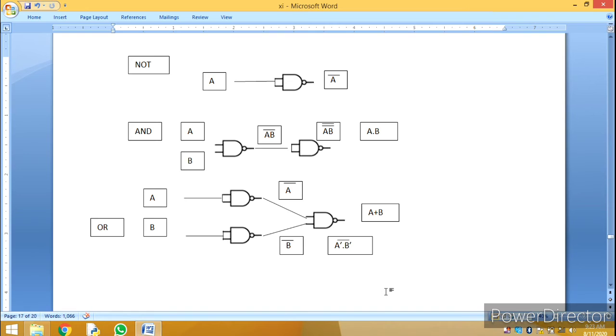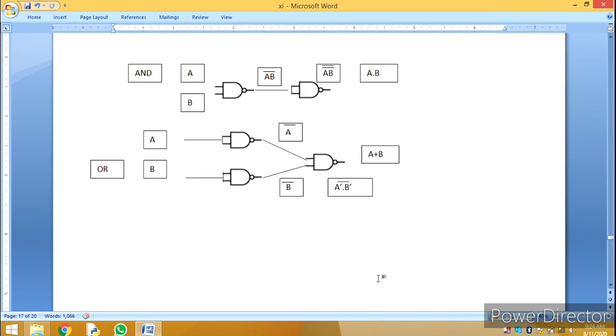XOR means exclusive OR, and XNOR means exclusive NOR gate. One thing you should keep in mind is that the XOR gate produces output 1 only for those input combinations that have an odd number of ones.